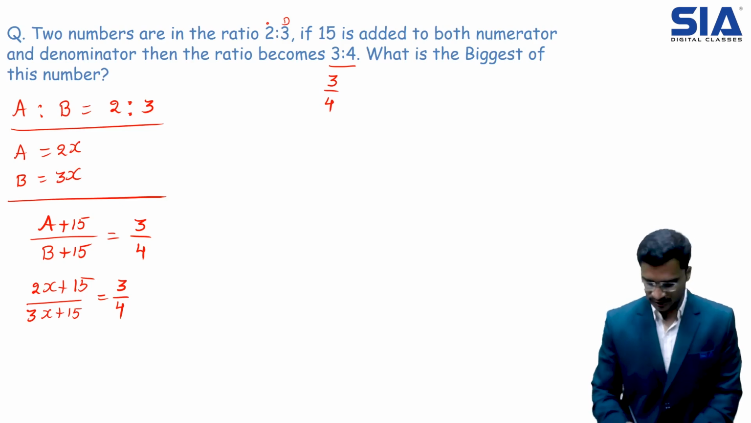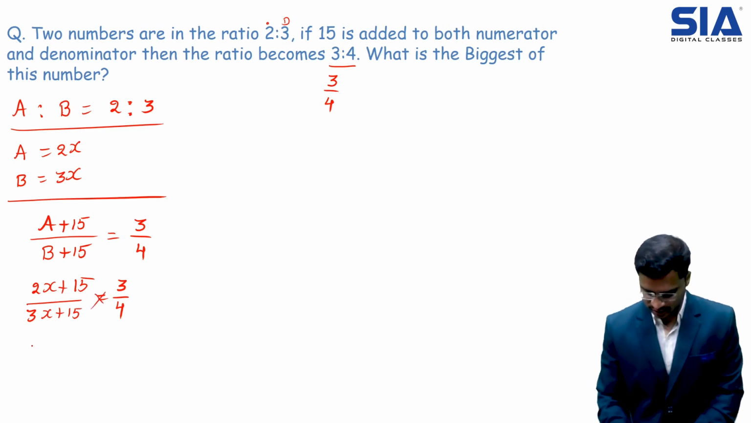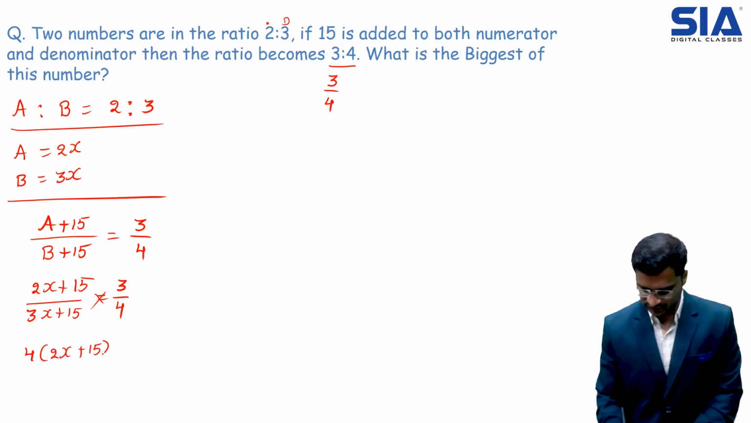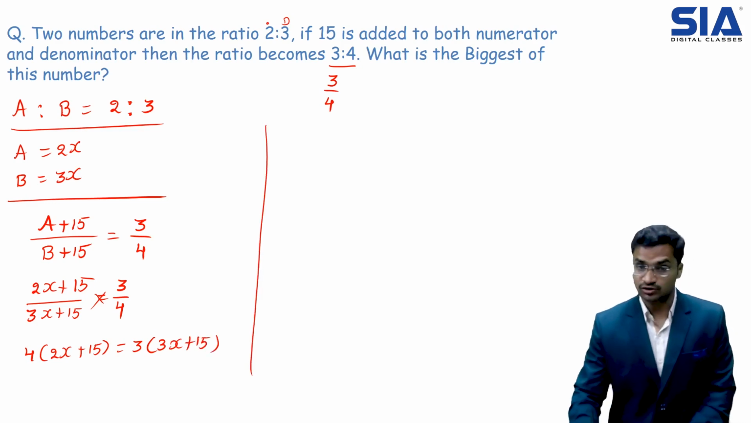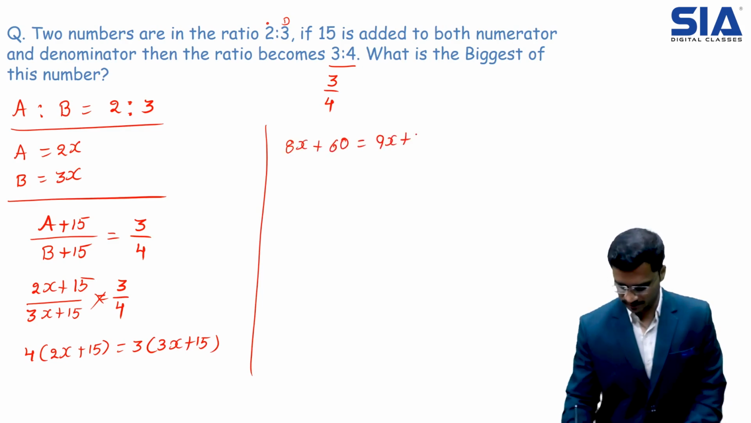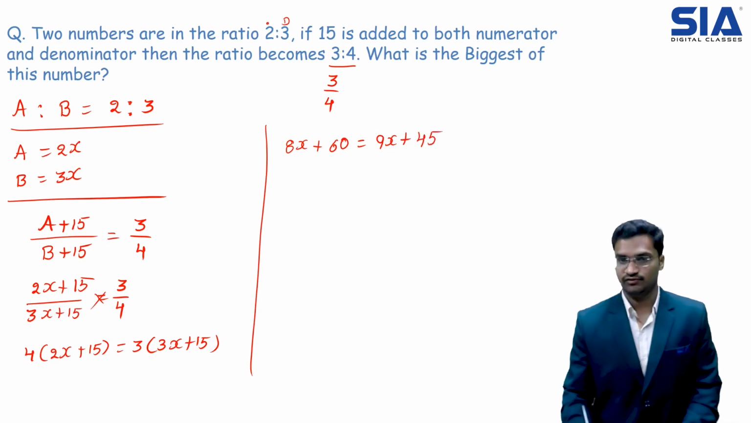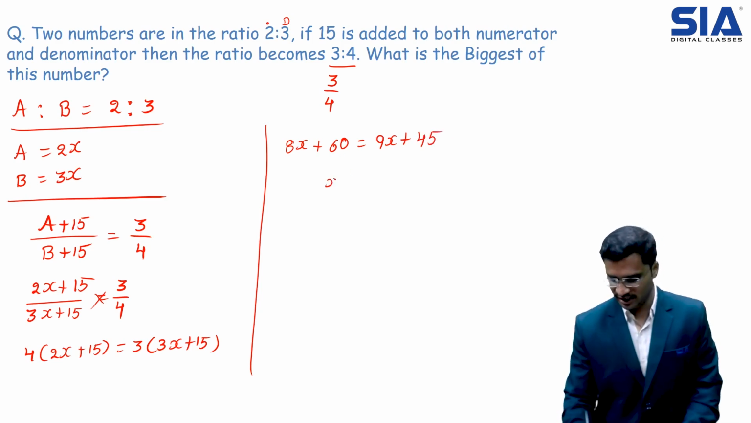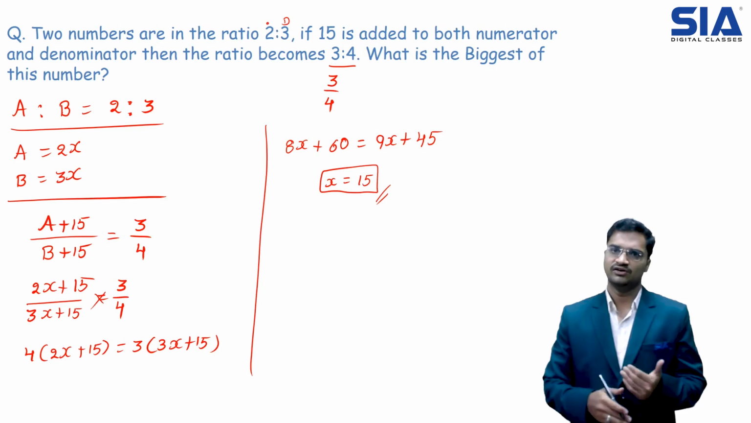Now after cross multiplying, we are left with 4 into (2x plus 15) is equal to 3 into (3x plus 15). Now after solving this, I am getting 8x plus 60 is equal to 9x plus 45. From this, after solving, I am getting the x value as 15. So the value of x is 15.